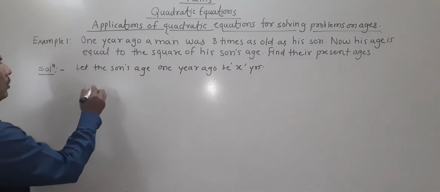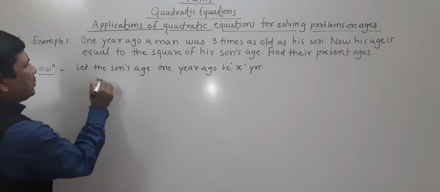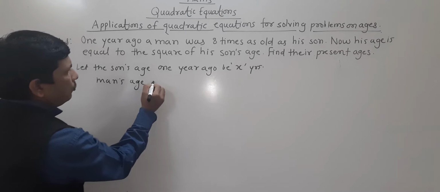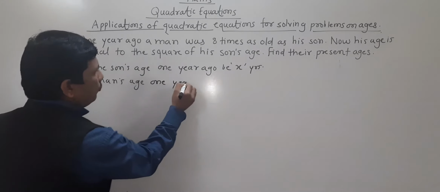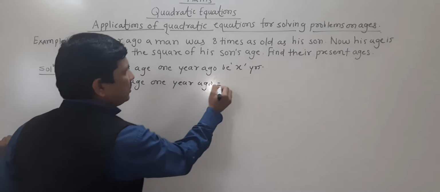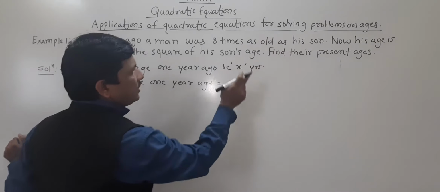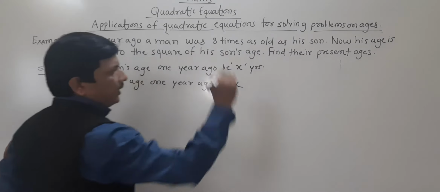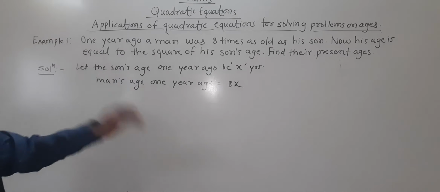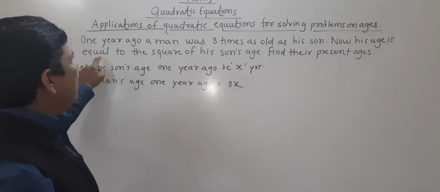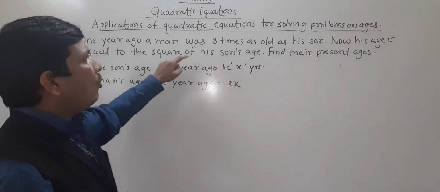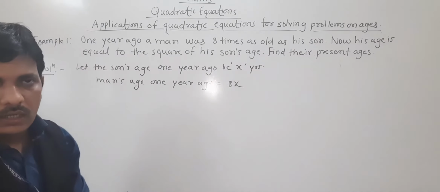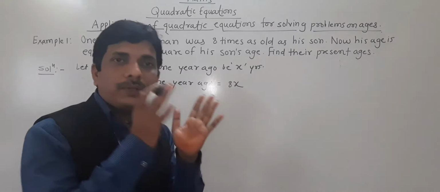So the man's age 1 year ago is equal to 8 times his son's age. At that time the son's age was x years, so his age is 8x. Now his age is equal to the square of his son's age. Now is after 1 year, so we need to find the present ages.